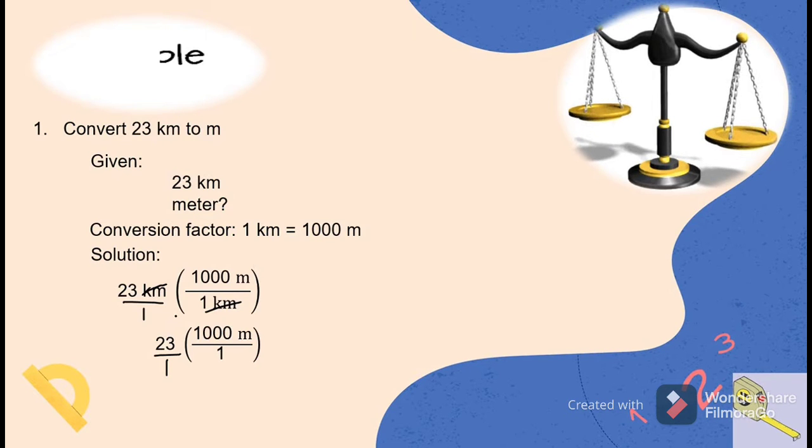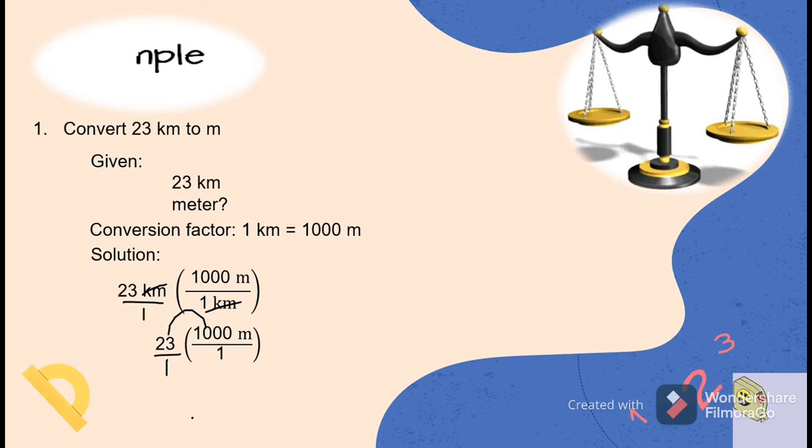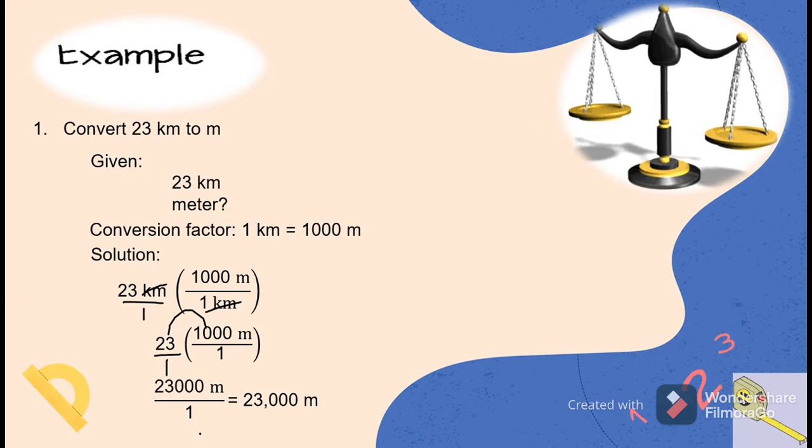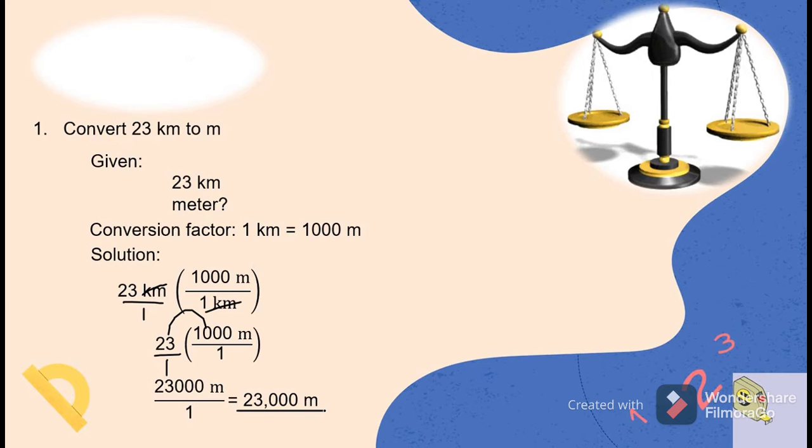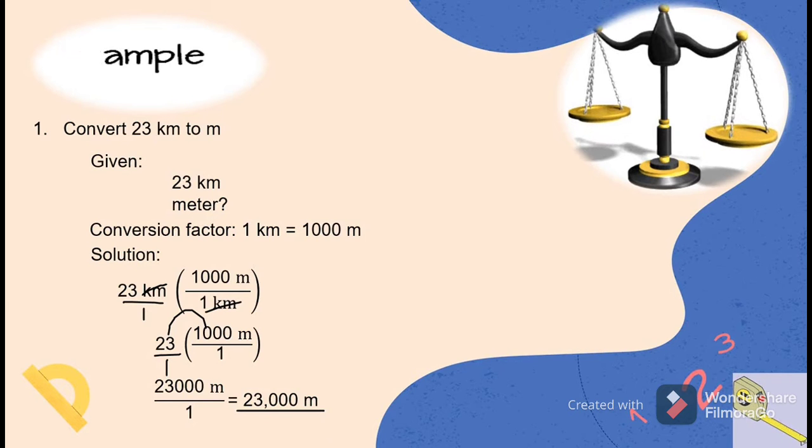So 23 times 1,000 is equal to 23,000, and 1 times 1 is equal to 1. So the final answer is 23,000 meters. Therefore, 23 kilometers has the same length as 23,000 meters.